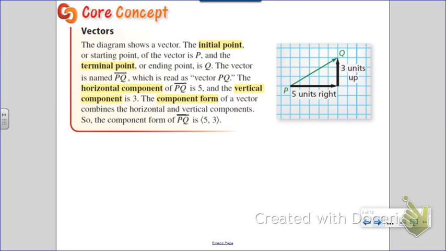The horizontal component, as it's called, is the horizontal distance. The vertical component is the vertical distance. The component form of a vector takes the horizontal and the vertical distance and combines them, so the component form of PQ is <5, 3>. It's going to look like the Pythagorean theorem, and that's a way that we could actually find the length of the vector, such as this one.